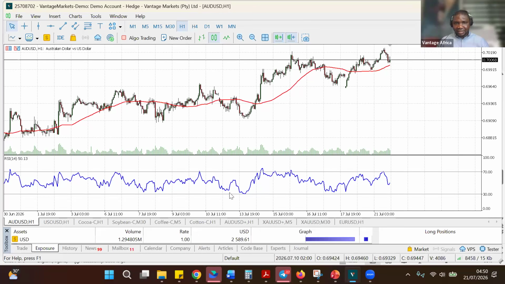Then when price hits 30 here, that's an indication that price is about to buy. That is what we call the oversold level. So if price is oversold, just think about it like this. When price is oversold, it should buy. When price is overbought, it should sell. Say that again. When price is oversold, it should buy. When price is overbought, it should sell.